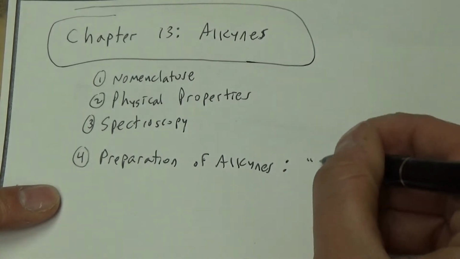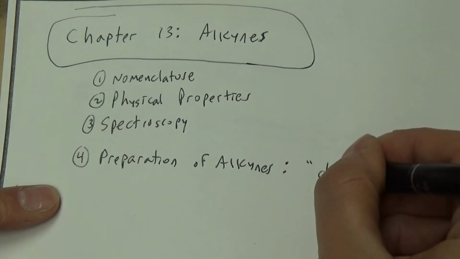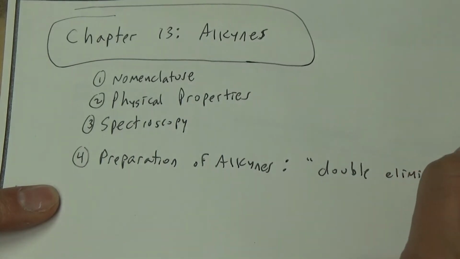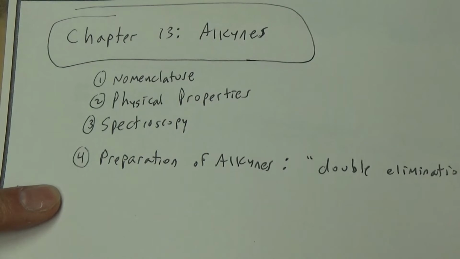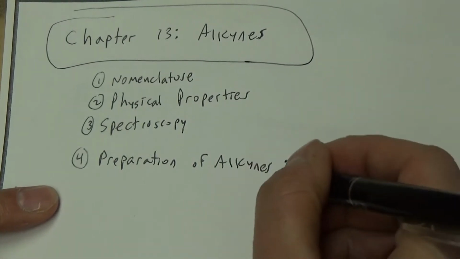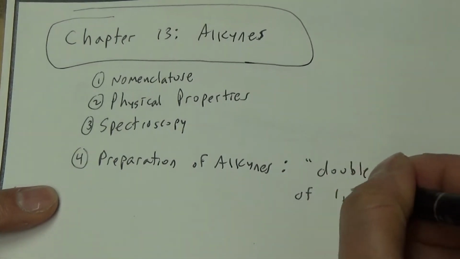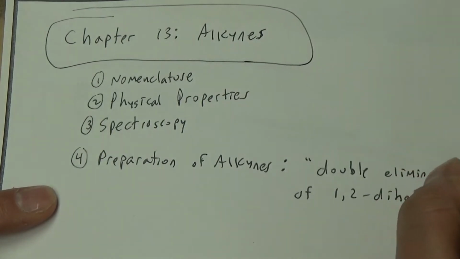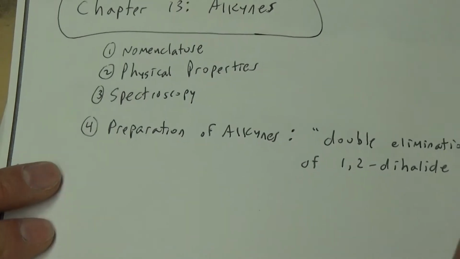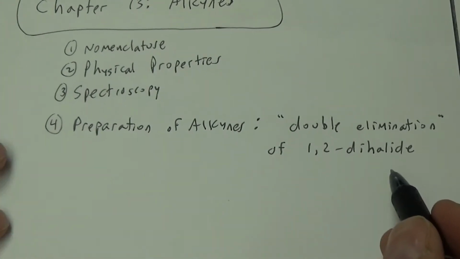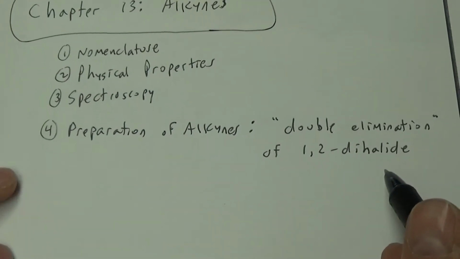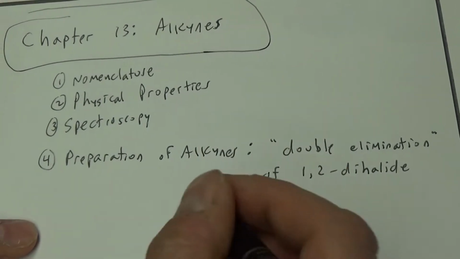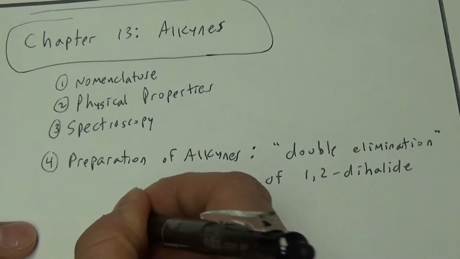The first way to make an alkyne is through the double elimination of a 1,2 dihalide. And by 1,2 dihalide, we kind of mean like a bromide or something like that, right? Okay, so what do we mean by this? And I'll go through the whole process, the basic idea.